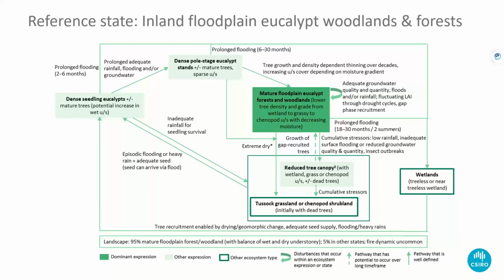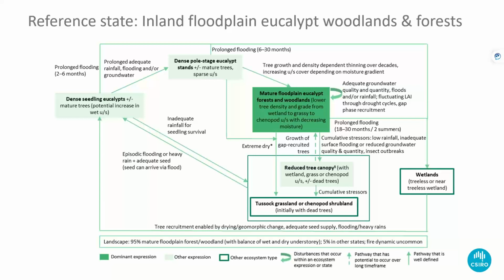Dense seedling eucalypts when a recruitment event occurs, often after episodic flooding. And a reduced tree canopy expression, which usually occurs when you have an accumulation of stresses such as low rainfall, reduced quantity and quality of groundwater, and also when you have insect outbreaks. So this is where the thinning of the overstory canopy occurs.